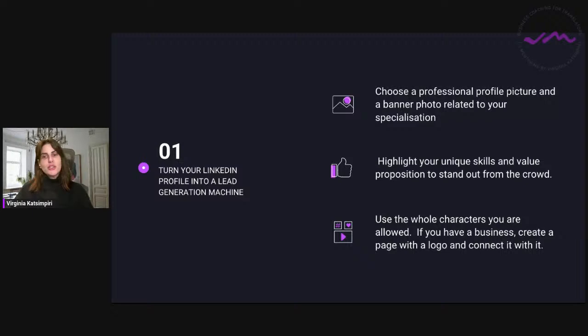You need to highlight your unique skills, what makes you unique, and your value proposition, okay, to stand out from the crowd. And the best place to include your unique selling proposition that we create in the program is your headline on your LinkedIn profile. You need to use all the characters that you're allowed.